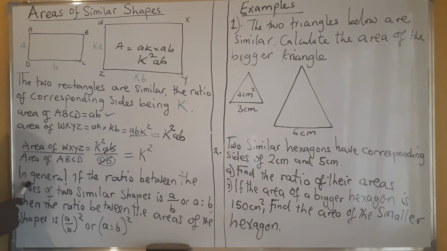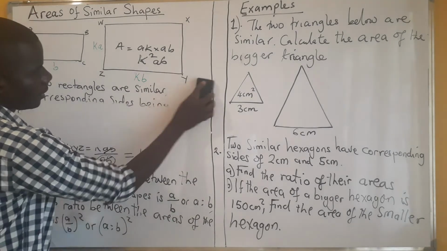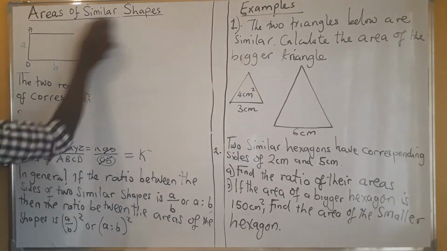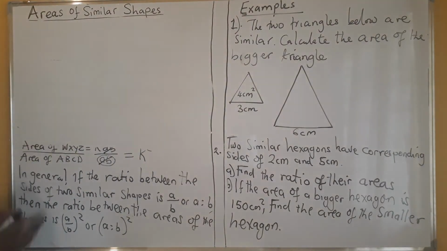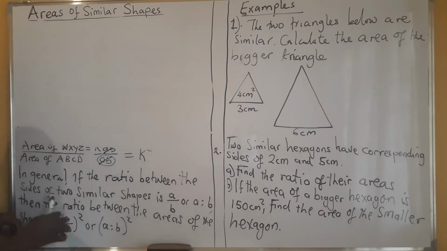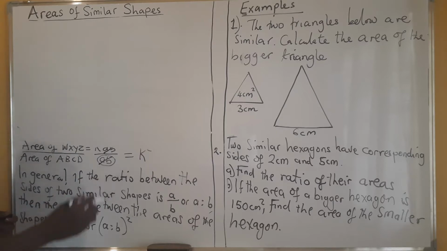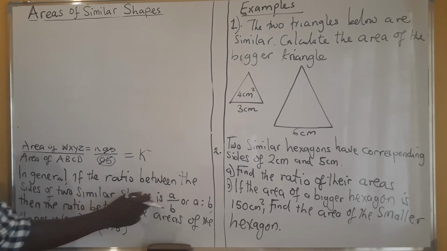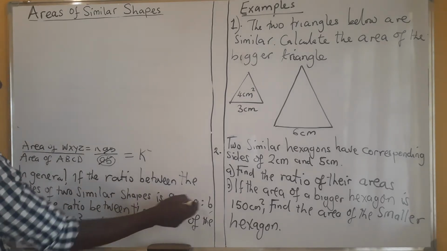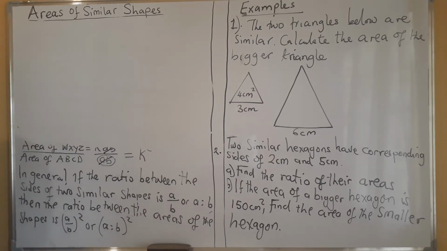So now we are saying, in general, if the ratio between the sides of two similar shapes is A over B, or you know this can still be written also as this one, then the ratio between the areas of the shapes is given by this or this. This is very important here.